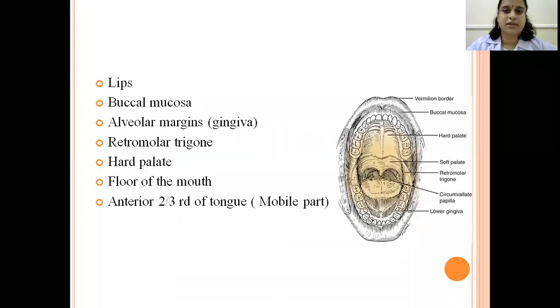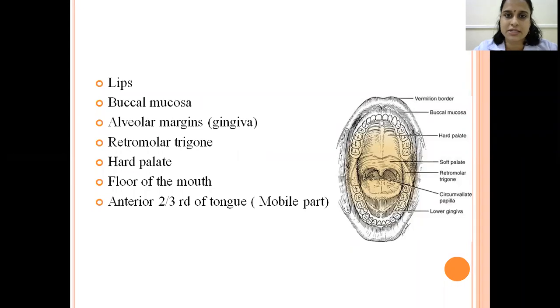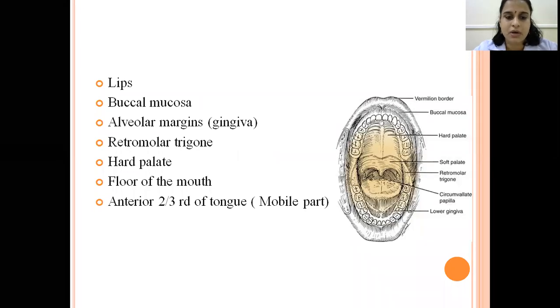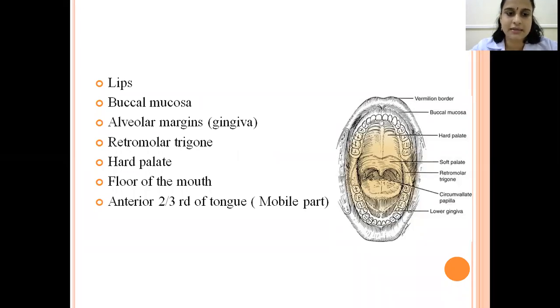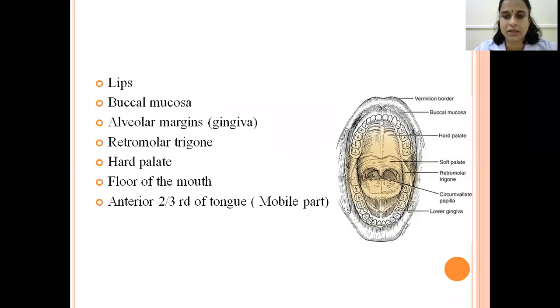First, the oral cavity, what does it include? It involves the lips, the buccal mucosa, the alveolar margins, also called the gingiva, the retromolar trigone, hard palate, floor of the mouth, and the anterior two-thirds of the tongue. So these are the main parts in the oral cavity. This is just a revision of your anatomy.